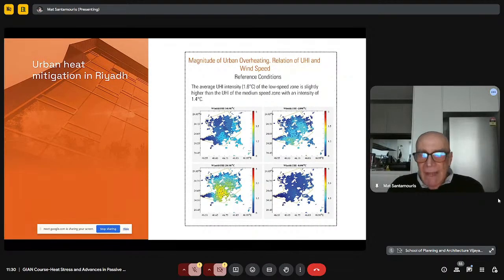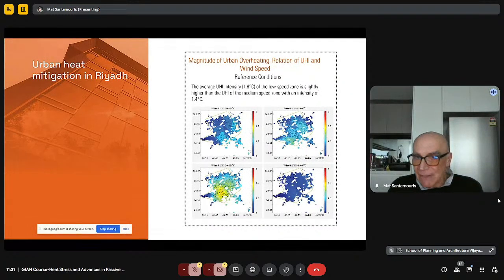So the average urban heat island intensity, which is close to 1.6 degrees, is really observed when the wind speed is low. And when the wind speed is increasing, the urban heat island of the medium speed zone has an intensity of 1.4. So this means that in the areas of the city where we have low wind speed, we have higher urban heat island, while in the areas that we have a little bit higher wind speed, the urban heat island is a bit lower. What does that mean?